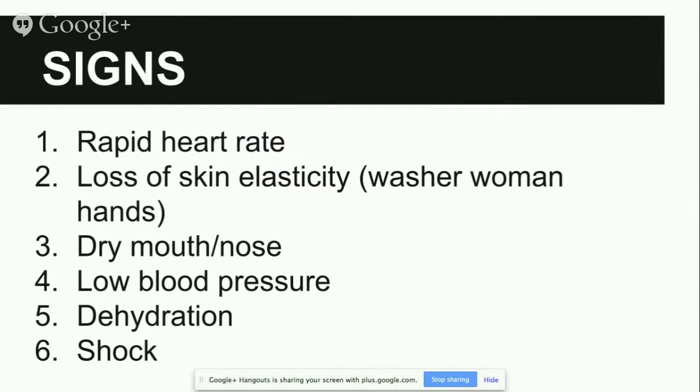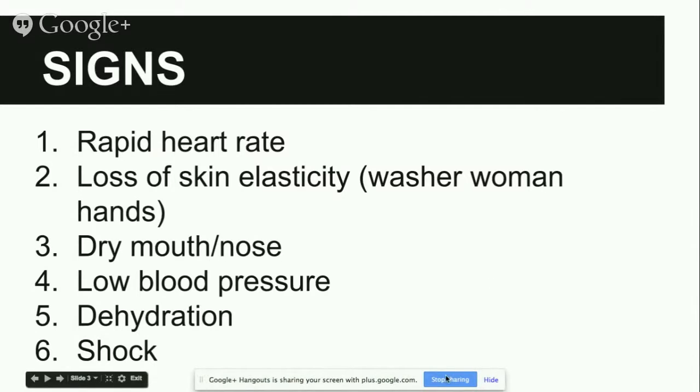So first one is a rapid heart rate. Then the next one is loss of skin elasticity. Next one is dry mouth and nose. And then this next one is low blood pressure, dehydration, and shock.